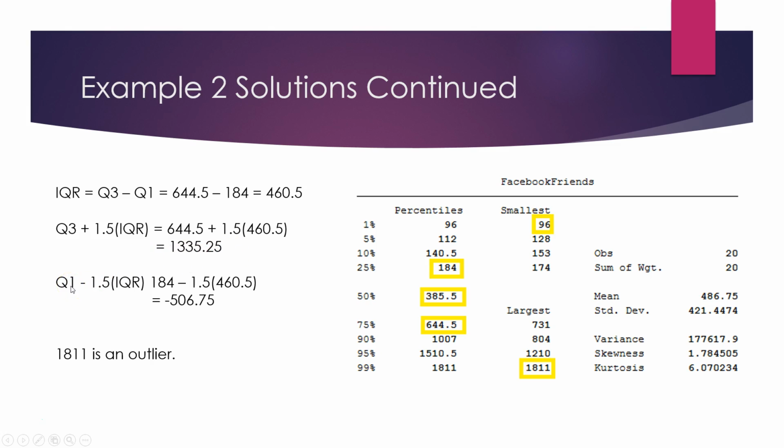For the lower cutoff, we have Q1 minus 1.5 times the IQR, and this ends up being a negative number, so there's no possible way that we can have an outlier on the low end is what this is saying. So even though this isn't a number to obtain, negative 506.75 Facebook friends, we still report it as is because we're not saying it happens, we're just using it as a way to describe where we are describing our outliers.